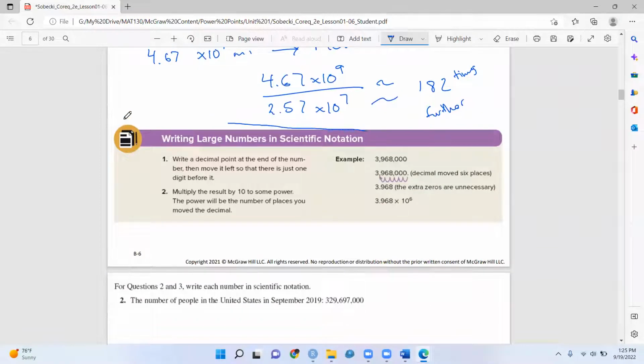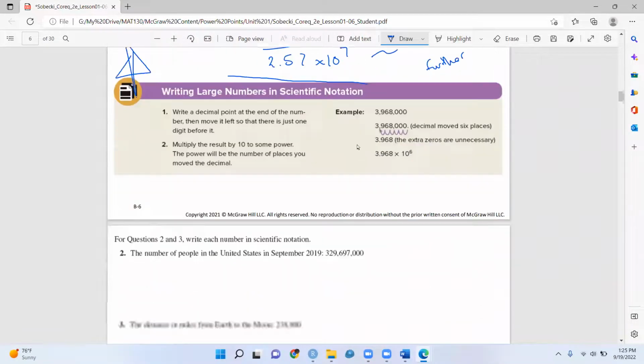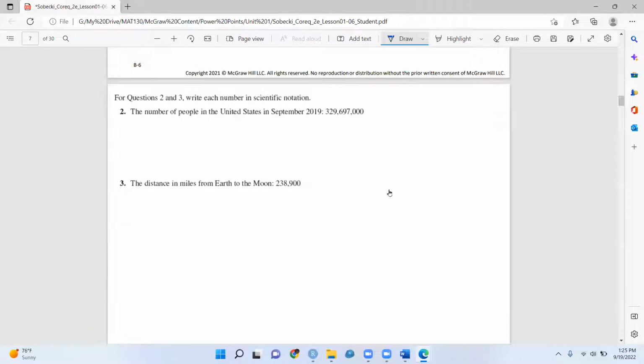So here's an explanation of how to write things in scientific notation. I'm just going to show you right here. Awesome, Latoya, thank you for that. So for questions 2 and 3, we're just writing this number in scientific notation. I'll do the first one, you all do the second one. First trickery is you've got to find where the decimal point is.